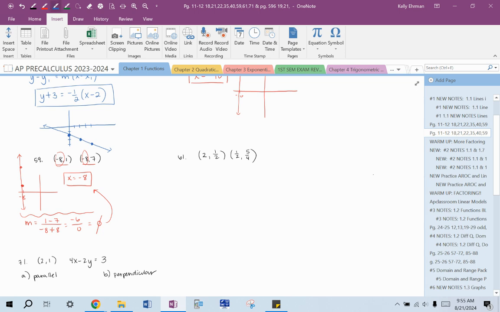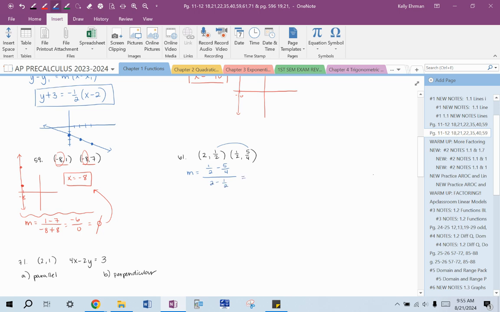For number 61, same idea. So fractions, I'm not going to visualize this one. I'm just going to start in by calculating. So I've got 1/2 minus 5/4. So that'll take a little bit of work to subtract. And then 2 minus 1/2.